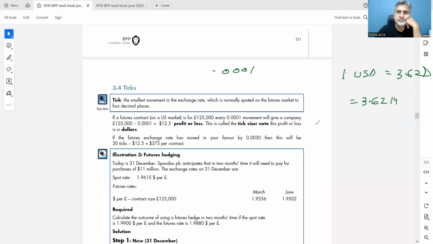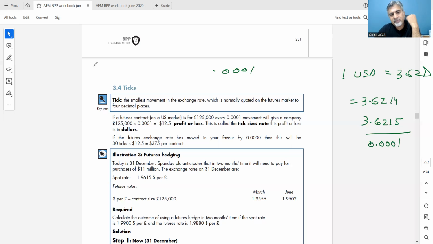3.6214. They are not 5 decimal places. There are not 3 decimal places. Currency prices are expressed in 4 decimal places. So a movement of 1 here, 6215, is called 0.0001. The movement has come to 1 point. This is the smallest movement in the currency market, and it is 4 decimal places. So this one is called 1 tick. It is called 1 tick.